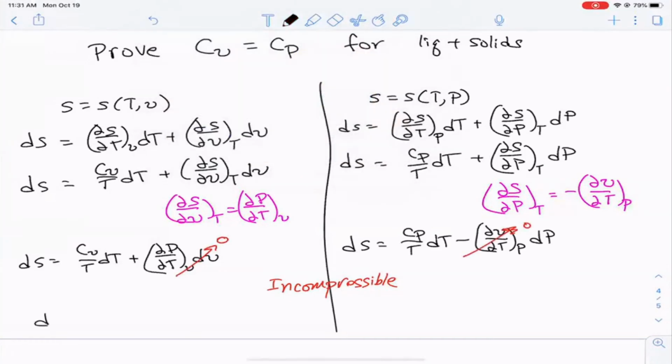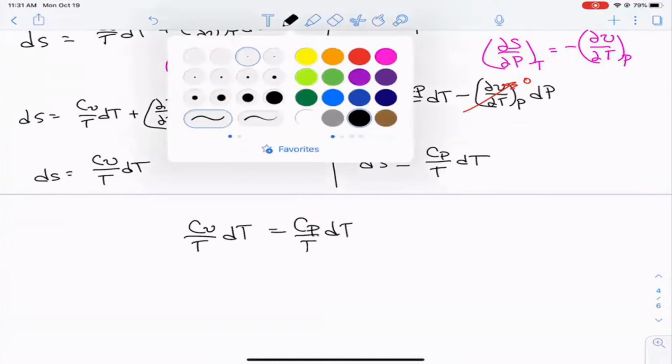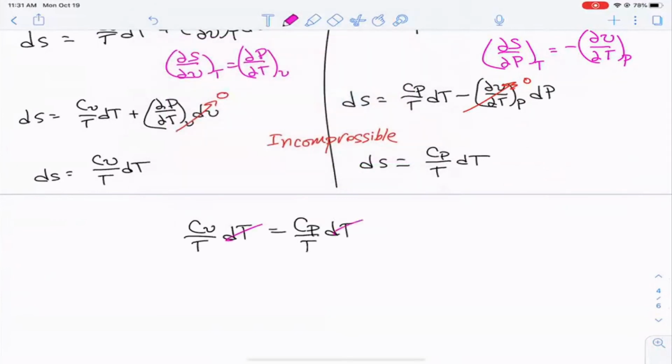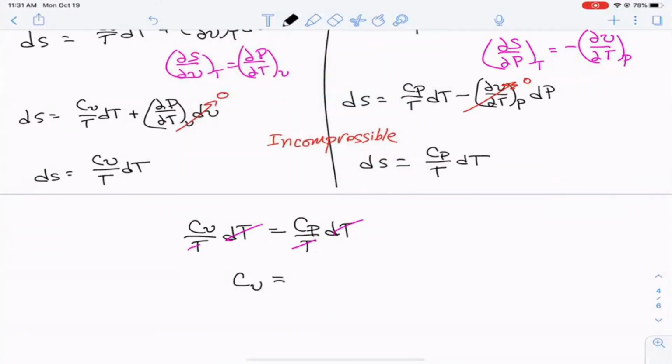And what I'm left with is that dS equals Cv over T dT on this side, and dS is equal to Cp over T dT on that side. And so Cv over T dT equals Cp over T dT. Of course, those cancel and those cancel. And you're left with, for liquids and solids that are incompressible, the constant volume heat capacity is equal to the constant pressure heat capacity.